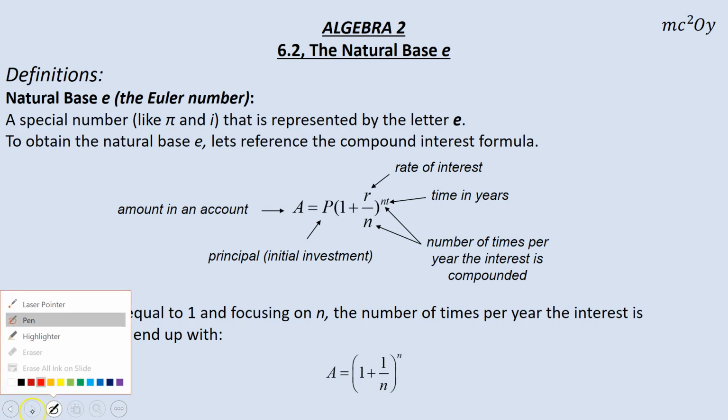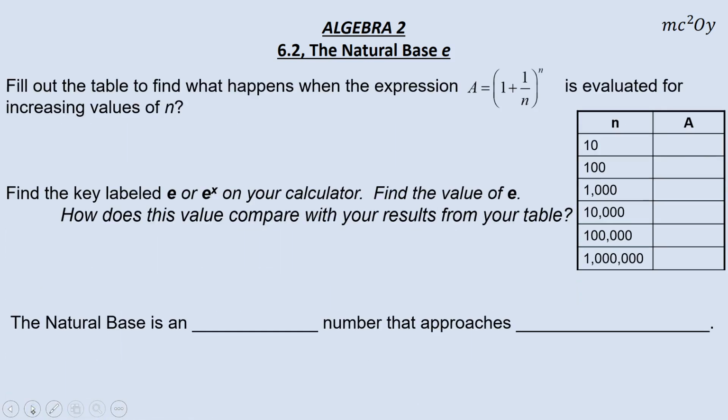Go ahead and take a look at the next piece here. We're going to fill out this table where we start changing values of n, making n progressively bigger, to find out what the amount is as n increases. When n is 10, we'd have A equals (1 plus 1 over 10) to the 10th power. If we do that, we end up with 2.59, and I'm going to go to four decimal places there.